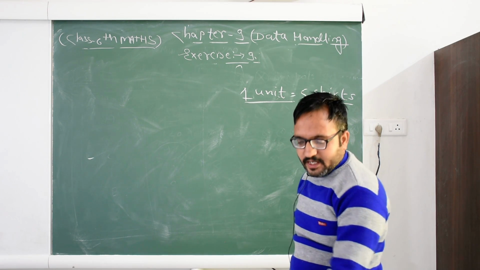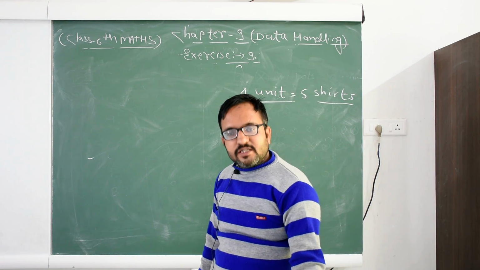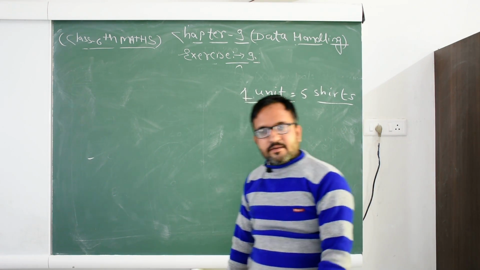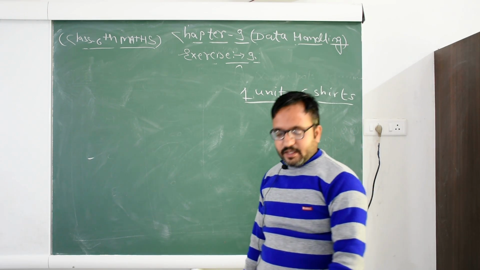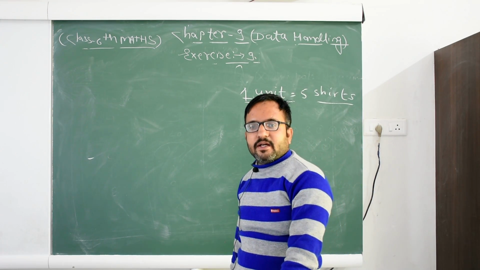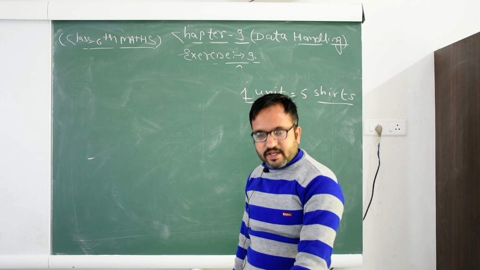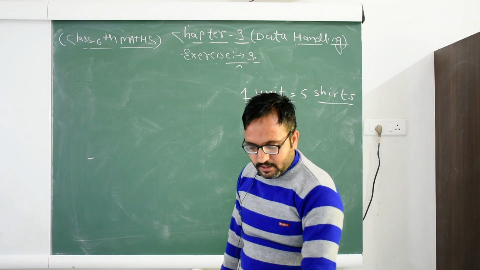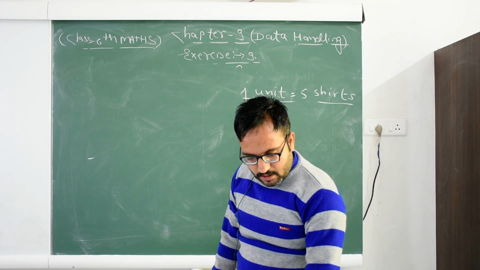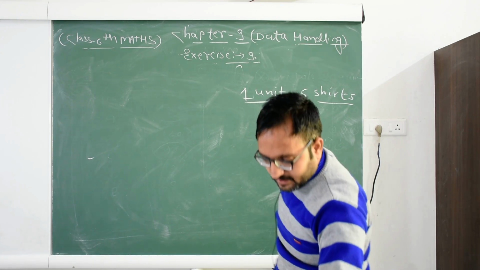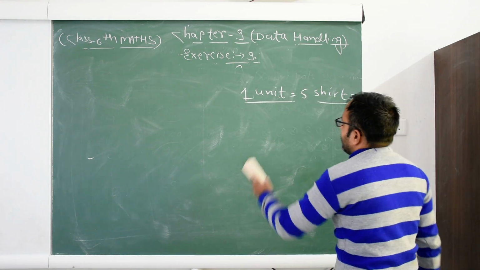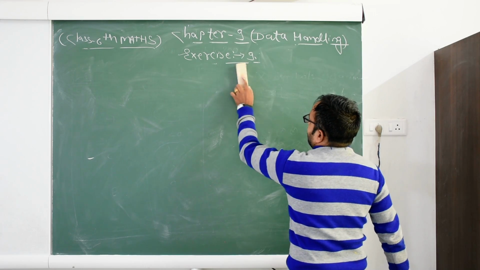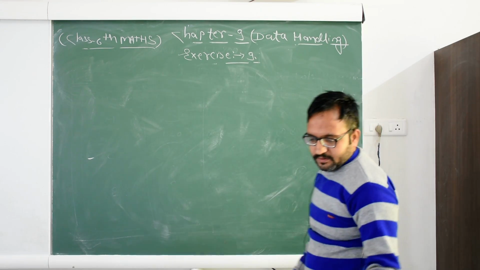Now question number 3 is for your homework. Try to read this bar graph and give the answer to the particular questions. This is a very easy concept. Now, drawing the bar graph. Now we learn how to draw any bar graph.